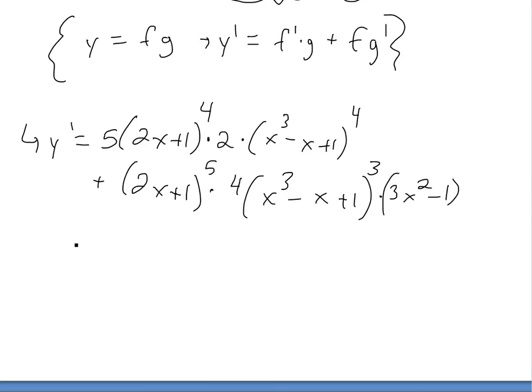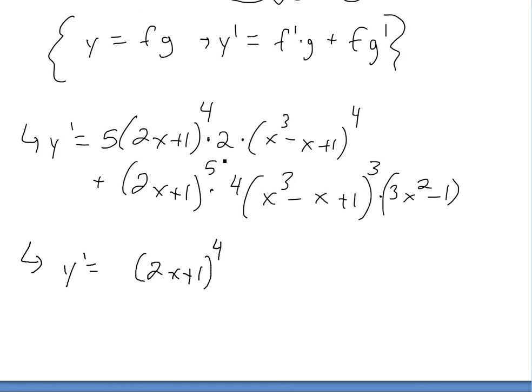We could simplify it further just to get a better idea of it, and I'll do that right now. But first, you should recognize that you could factor out similar stuff right here. Because in this case, we have a 2x plus 1 to the power of 4. This is to the power of 5, so we could take out a 2x plus 1 to the power of 4. So we'll go y prime equals, we'll factor this one out first, 2x plus 1 to the power of 4.